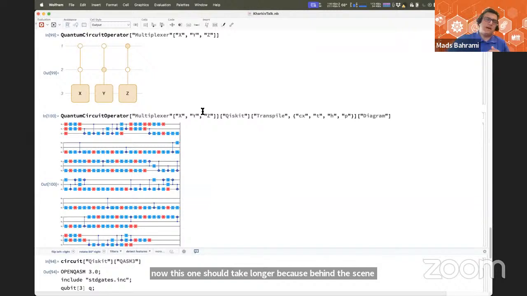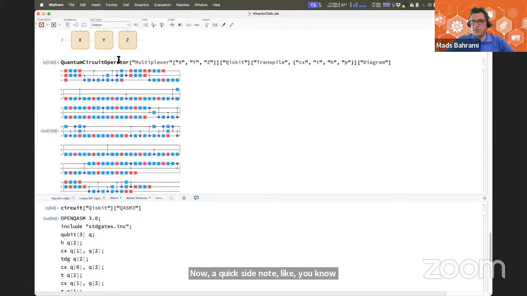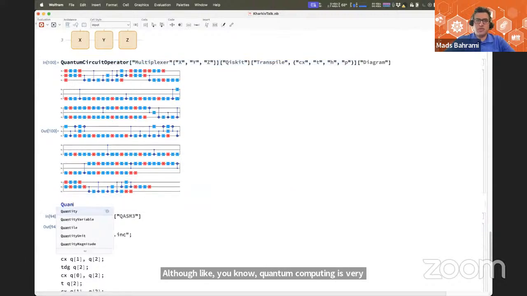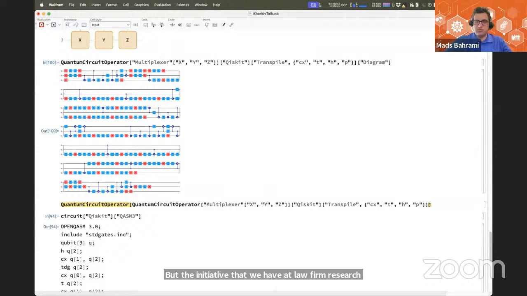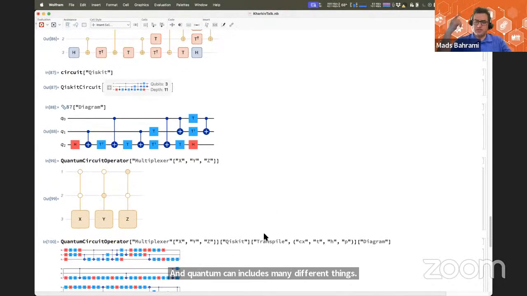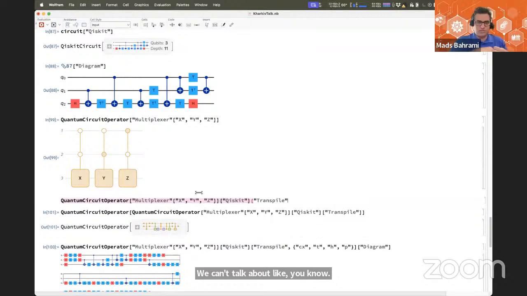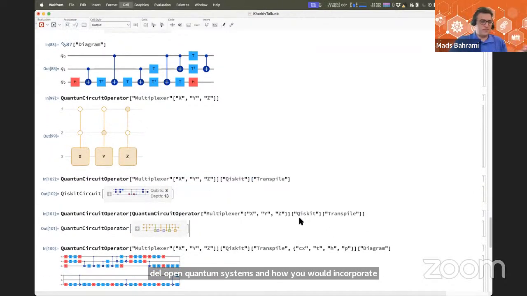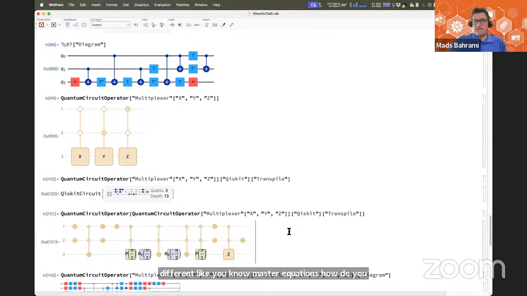Now, a quick side note. Although quantum computing is very popular and many people are talking about it, the initiative that we have at Wolfram Research with regard to quantum is not only about quantum computing. For us, the big umbrella is quantum itself, and quantum can include many different things. We can talk about open quantum systems, how you would model them, how you would incorporate noise, the different master equations and how you would simulate them, etc. We have full support for them.